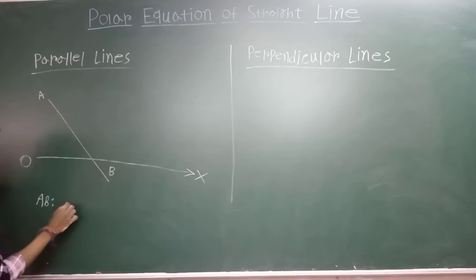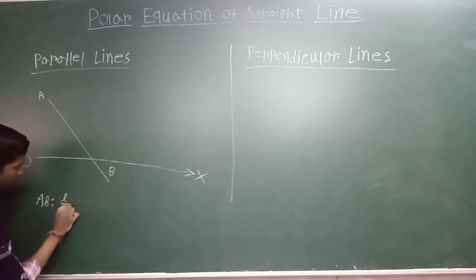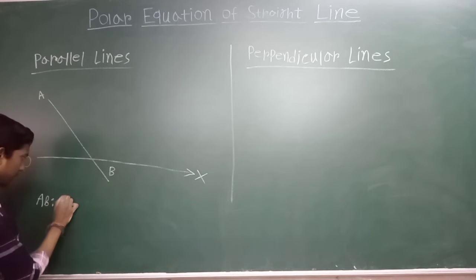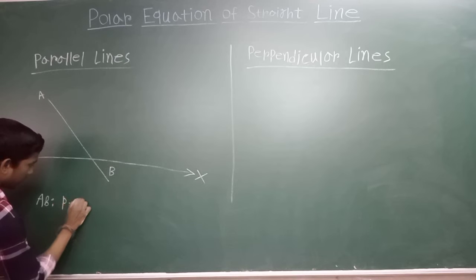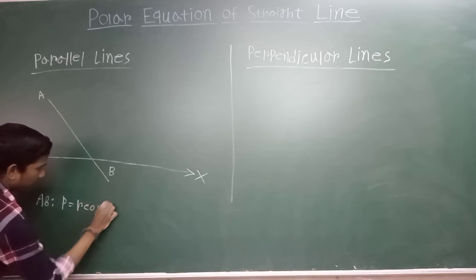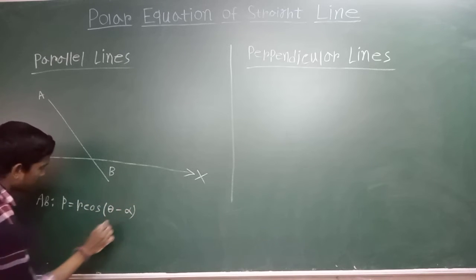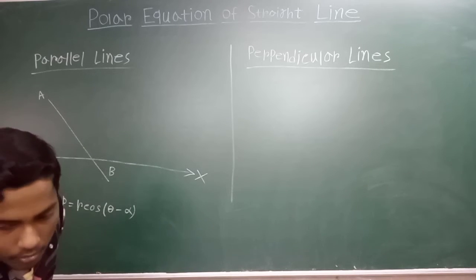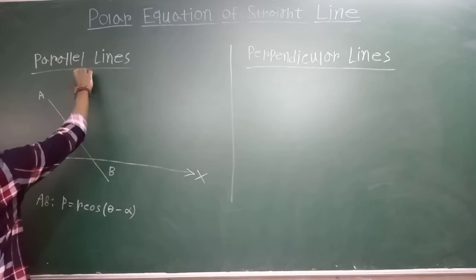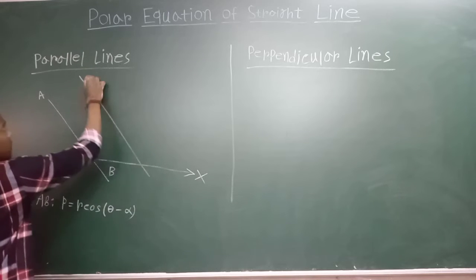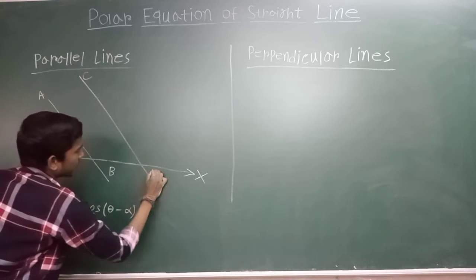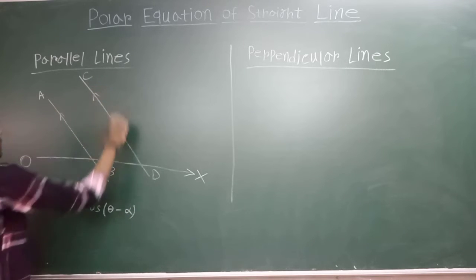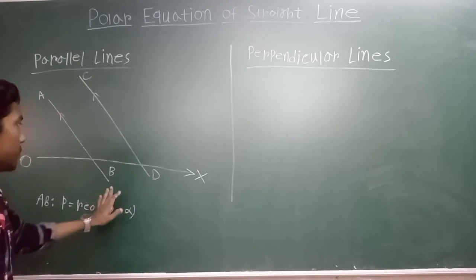In polar form, the equation of AB is given as p = r cos(theta minus alpha). Okay, and we draw a straight line which is parallel to AB, and we denote this straight line CD. So this straight line is parallel to AB, and we have to find its equation in polar form.